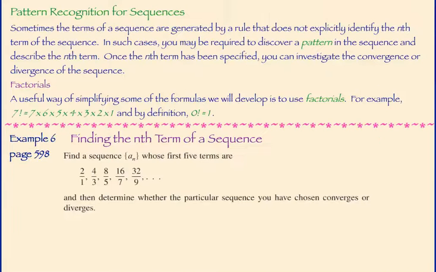All right. Now let's switch gears a little bit and realize that we can also look at a sequence that doesn't already give us the general term and find a pattern in order to determine what that general term is. So this leads us to pattern recognition for sequences. Sometimes the terms of a sequence are generated by a rule that does not explicitly identify the nth term. We might have to do that. In such cases, you may be required to discover a pattern in the sequence to describe the nth term. Once the nth term has been specified, you can investigate the convergence or divergence of the sequence.